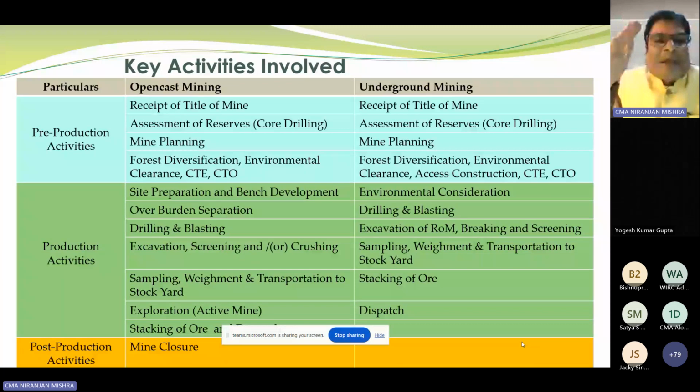This sampling is of two types. One sampling is internal, one sampling is external. Internal sampling will be done in-house by the company's own quality control department, and the external sampling will be done by the respective government department or the agency deployed by the government department. Because the government will get revenue in terms of royalty if the grade is high, and if the grade is low, government will get low revenue in the form of royalty.